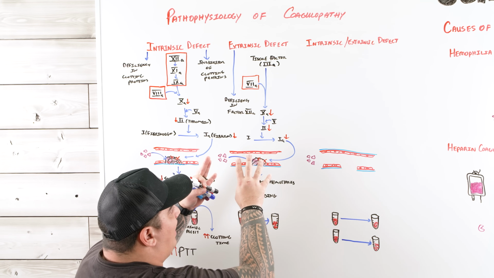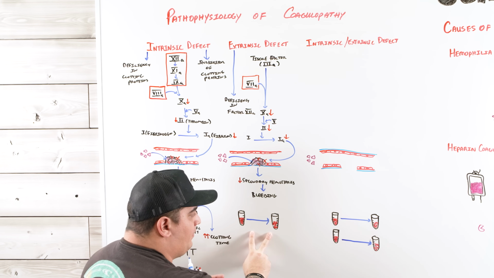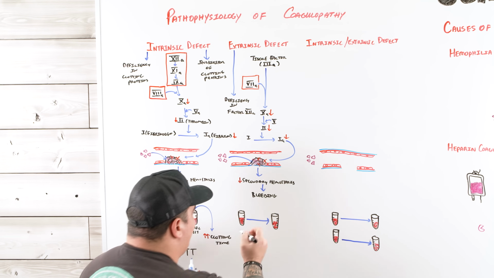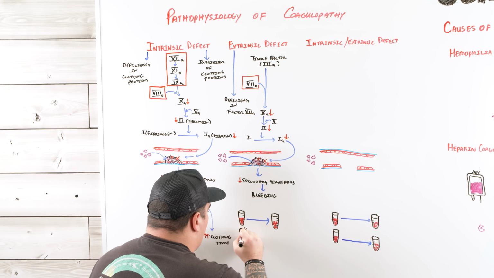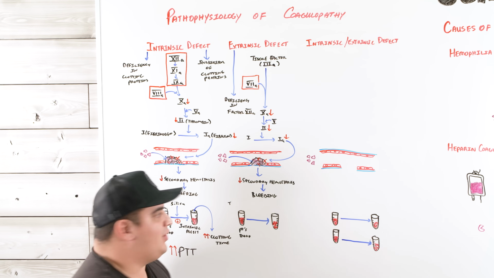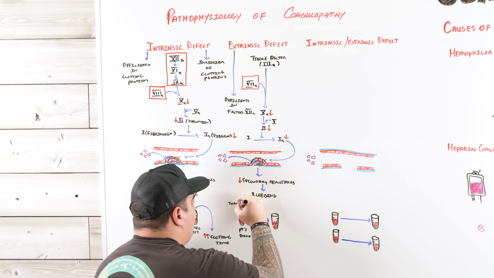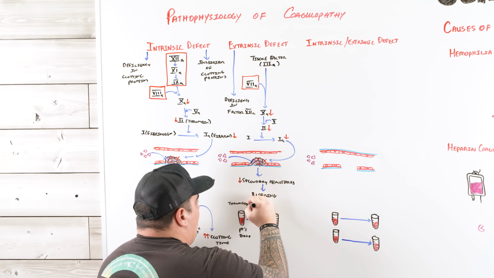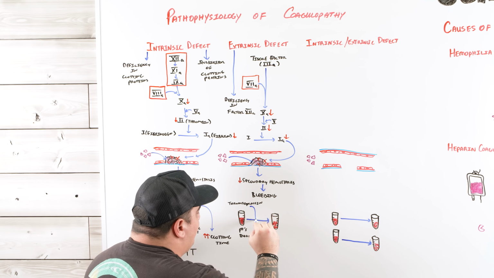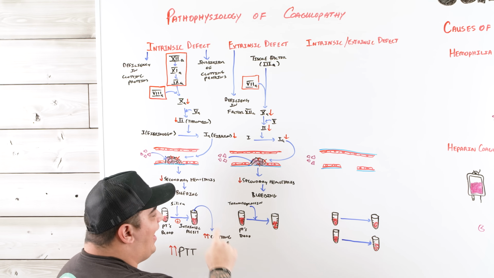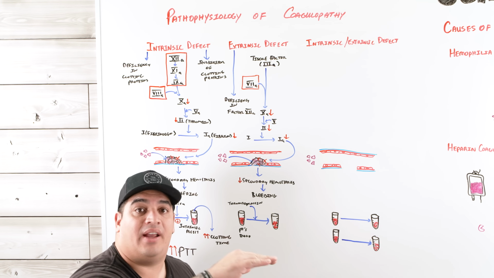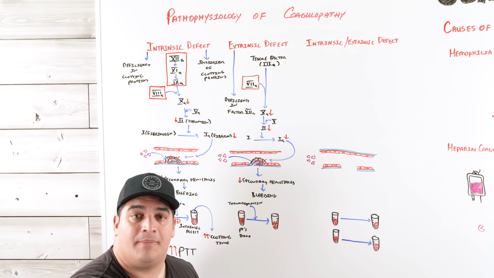Whenever there's an impairment in factor 7, we can measure that, because factor 7 needs tissue factor. So what I'm going to do is take the patient's blood and add in tissue factor. We don't call it tissue factor, we call it thromboplastin. And what this is going to do is act like tissue factor. When I add that in, it's going to help to activate factor 7. And factor 7 should then activate eventually factor 10, lead to fibrin and form a clot.